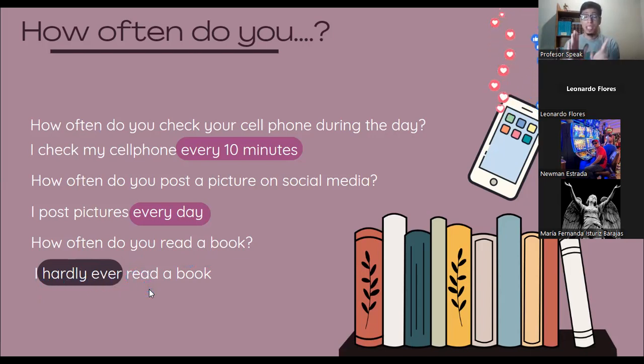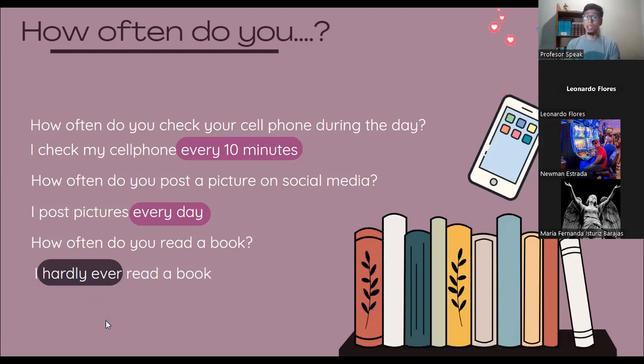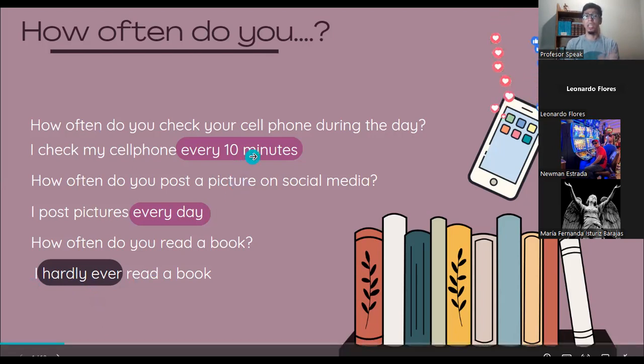All right, so guys, do you have any question? Can I use sometimes? Yes, you can use sometimes. I sometimes read a book. You can use any frequency adverb in this place, okay? For example, you can say, I never read a book. I always read a book before going to bed. All right, so guys, in here, you can change this.